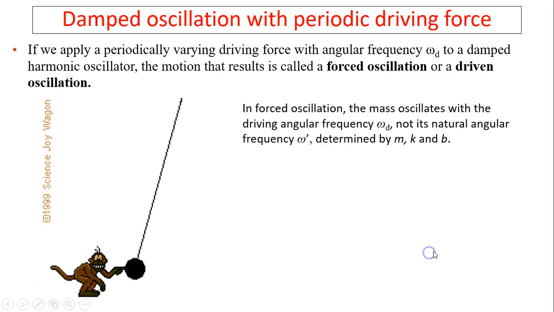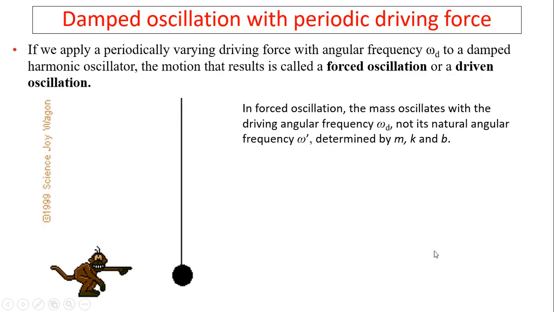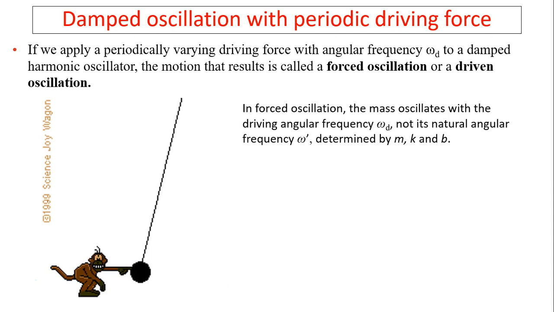That is the answer. Damped oscillation with a periodic driving force. If we apply a periodically varying driving force with angular frequency omega d to a damped harmonic oscillator, the motion that results is called a forced oscillation or driven oscillation. Just like the animation shows, a monkey is pushing the simple pendulum. So this is a forced vibration.